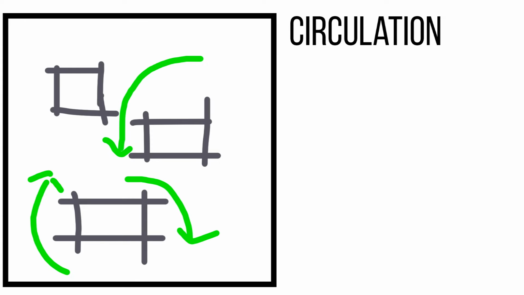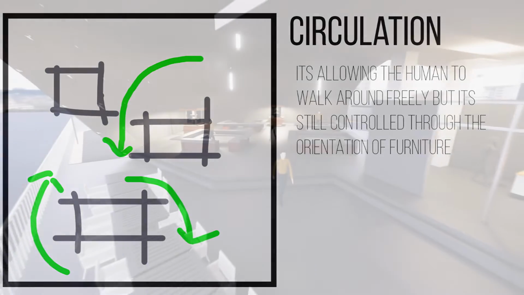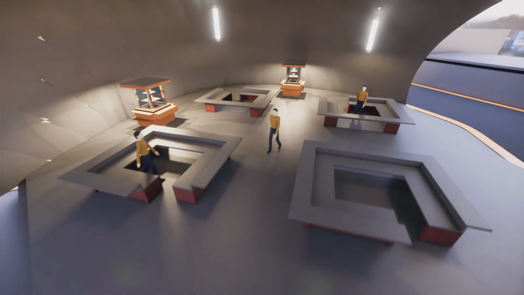Next is how I wanted to show the flow via circulation of human. This will show that it's allowing the human to walk around freely, but it's still controlled through the orientation of the furnitures, for example the booth.